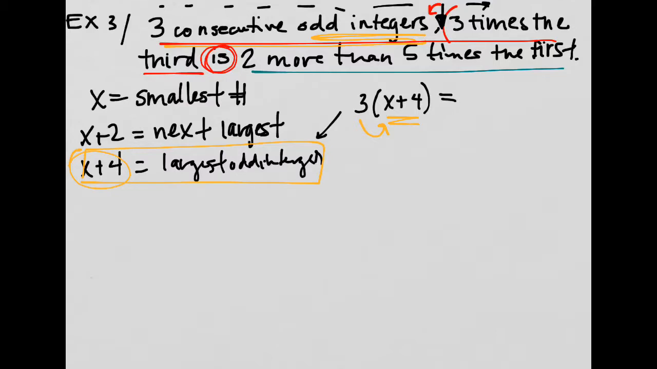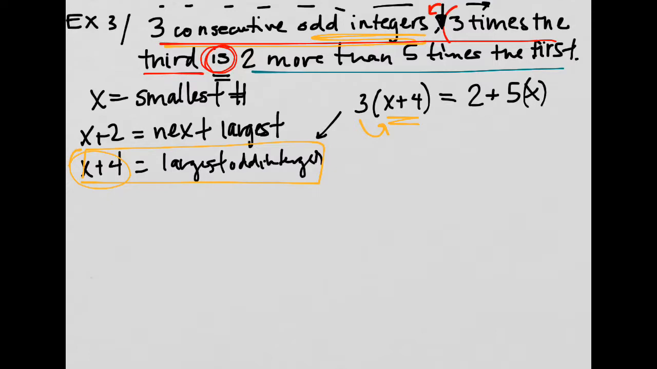Is, keyword, right? Make an equal sign. 2 more than 5 times the first. 2 more than 5 times the first. Now with adding, it wouldn't matter. You could put 2 more than 5. Okay, what's the first? 5 times x, right? 5 times x. I don't need parentheses there because I just have x. I don't have anything else around it. If you want to put them, you could.